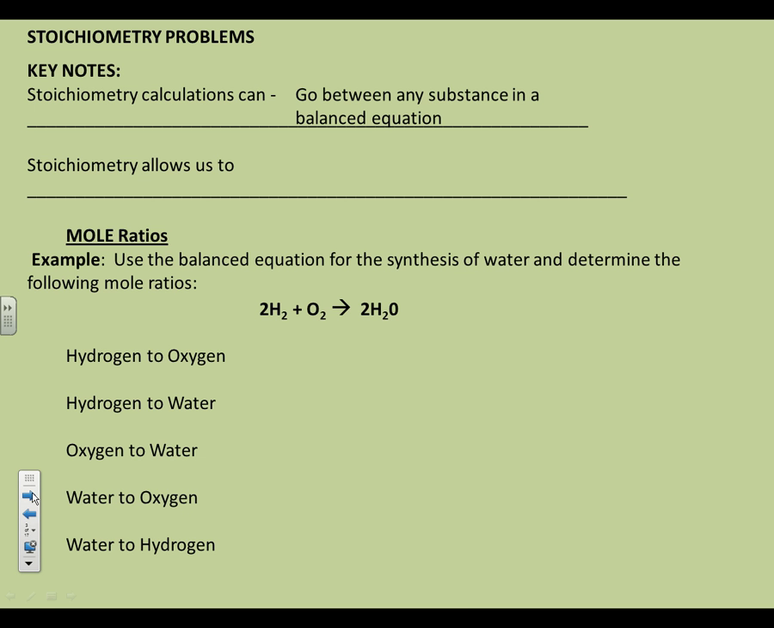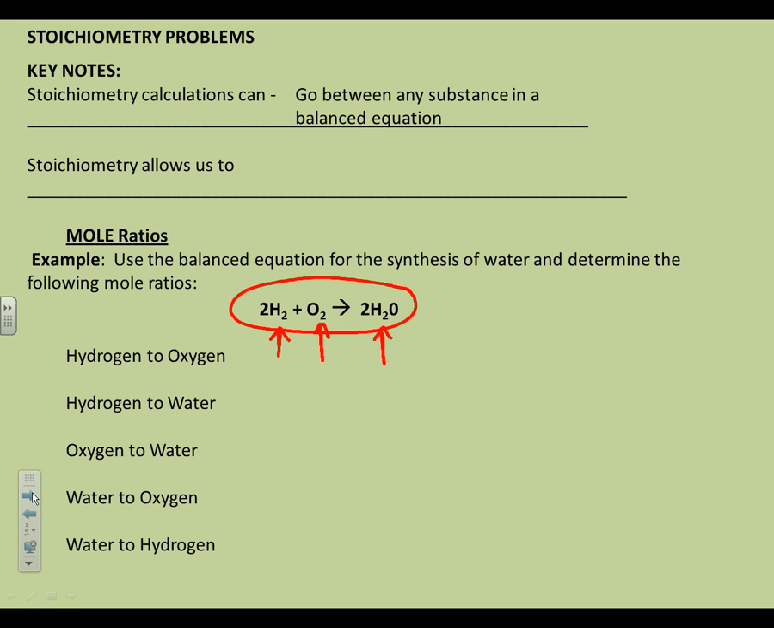Awesome. So, some key things to think about. And the answer is already there for you, so you won't even have to think about this one. Stoichiometry calculations can go between any substance in a balanced equation. That means if I have a balanced equation like this one here, then I can go from moles of hydrogen to moles of water to moles of oxygen, and any combination there in that reaction. That does seem handy.